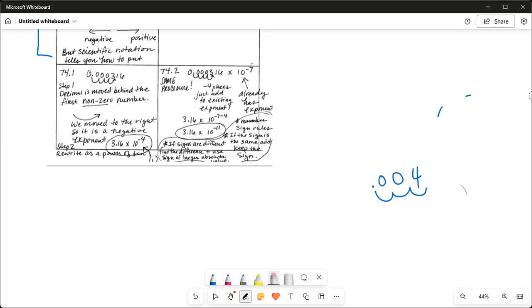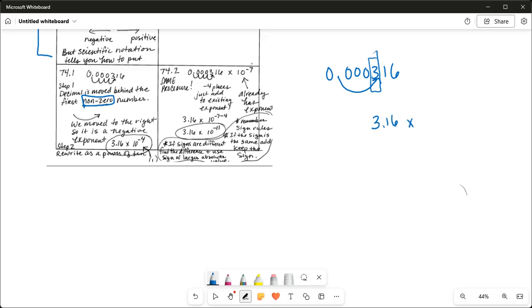Okay, so now let's look at the practice problems, the example problems for this lesson. So 74.1 is taking this and moving it to put it in scientific notation. We're moving the decimal 4 places to the right. So that's going to be a negative exponent. We're going to always put it behind the first non-zero number. So the first non-zero number is this 3. So it's going to be 3.16 times 10. And since we moved it 4 places to the right, it's going to be a negative 4.